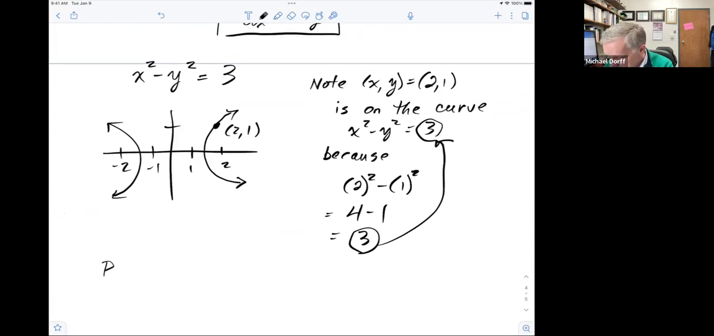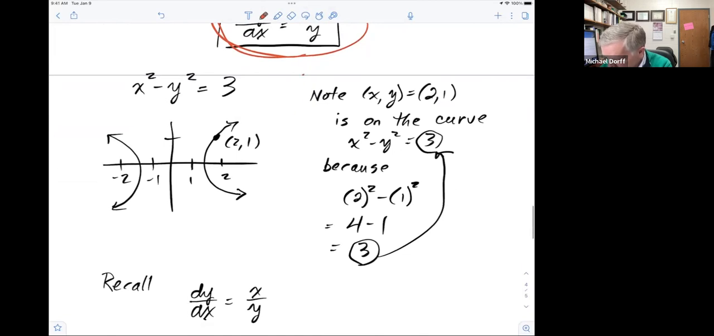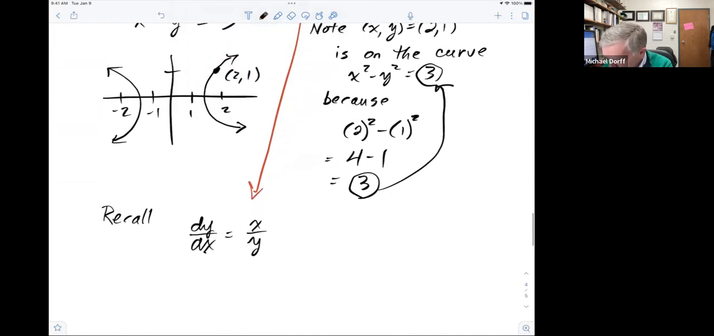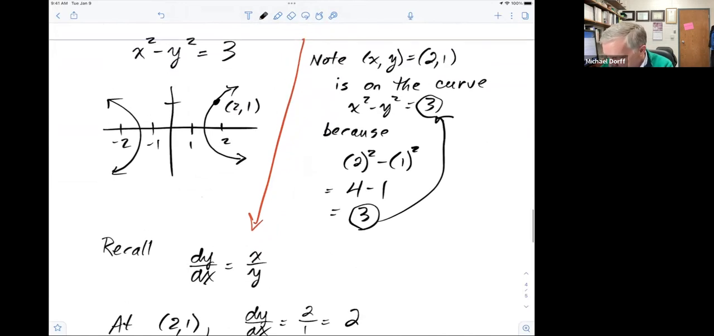So recall that we got dy/dx is equal to x over y, right? That's what we got here in red. So we bring that down here. And so what's going to be the slope? At the point (2, 1), which we said is on the curve, dy/dx is going to equal 2 over 1, or 2. And so the slope of the tangent line, which I'll do in purple here, is 2, and that looks kind of like that.